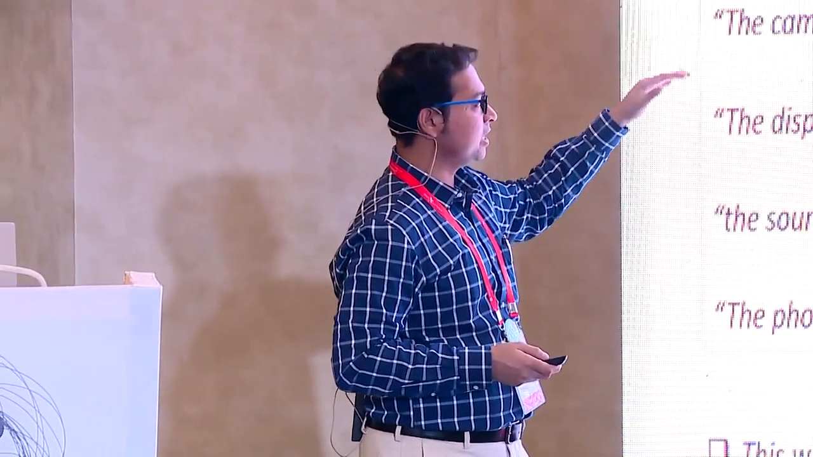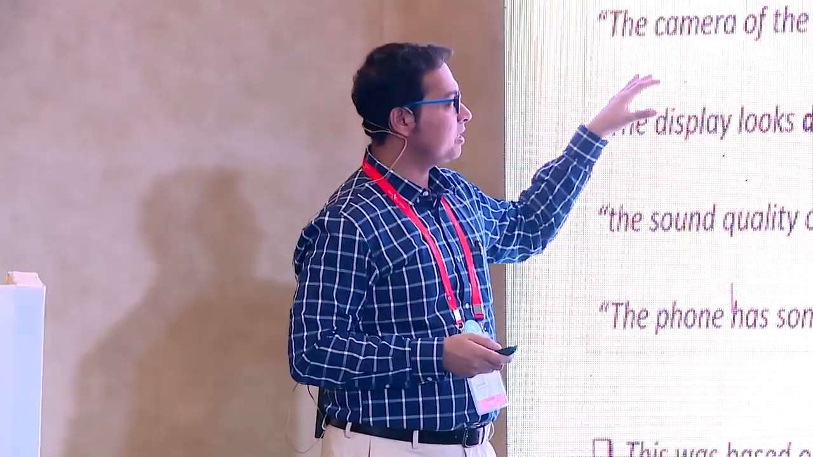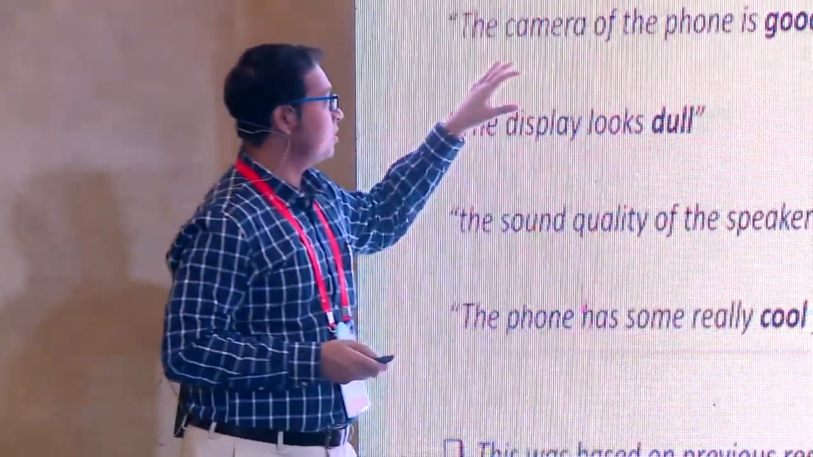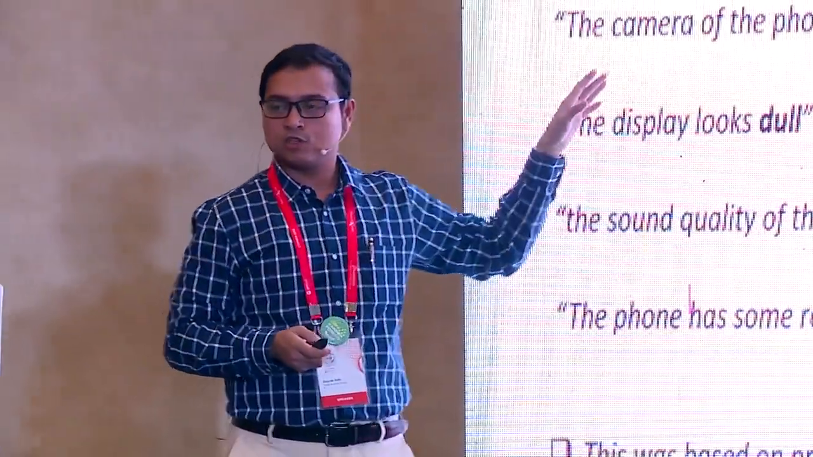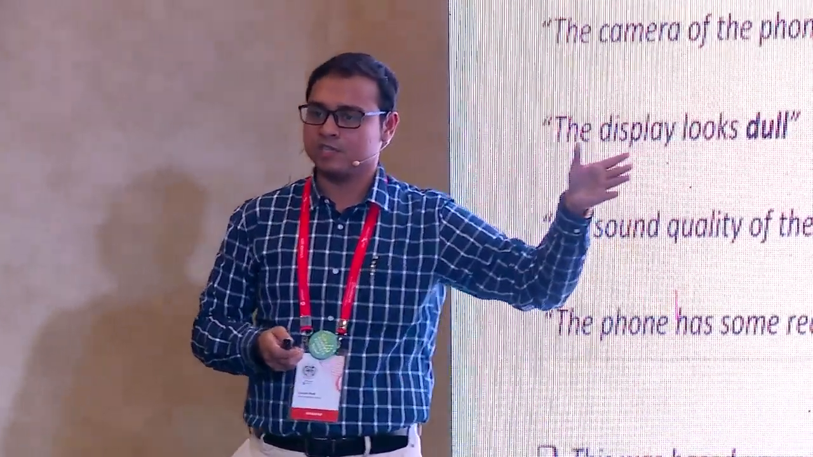For example, over here we have the feature in the first review. The camera of the phone is good. The camera is a feature, and good is the adjective which is nearest to the feature camera. So the word good was extracted as an opinion associated with the word camera. The display looks dull. Again, dull is an adjective which is associated with display.